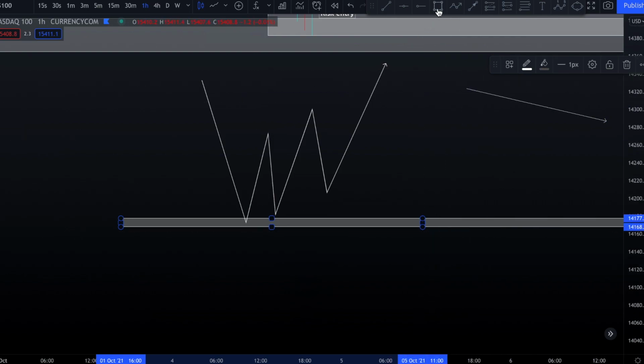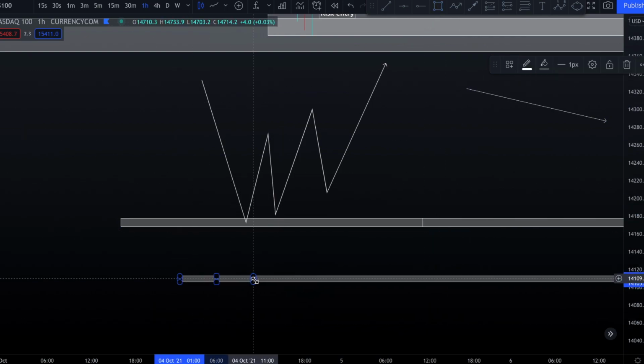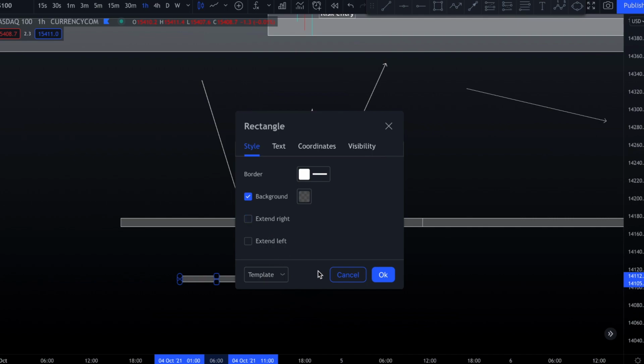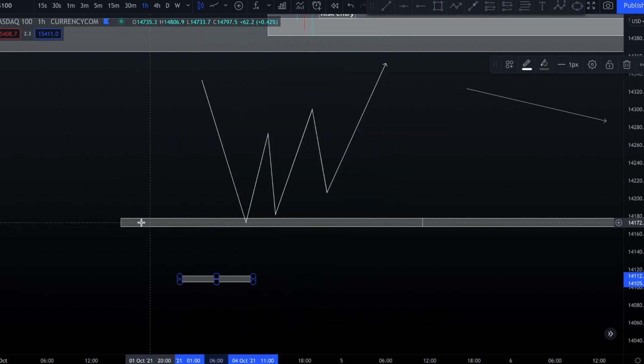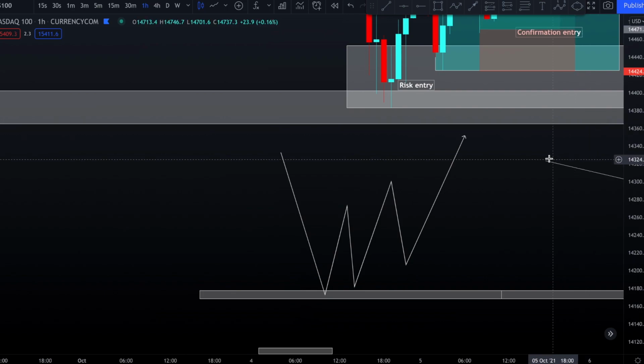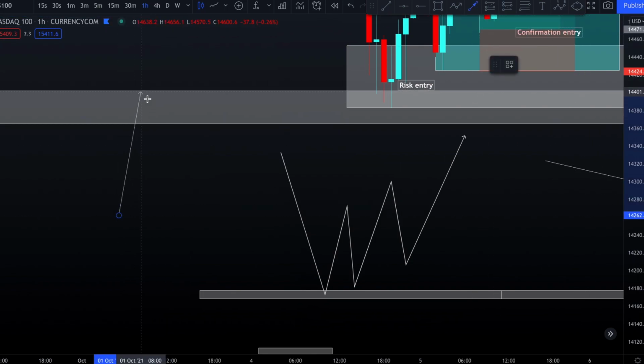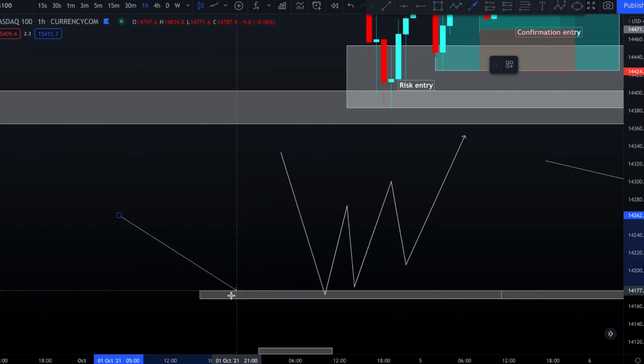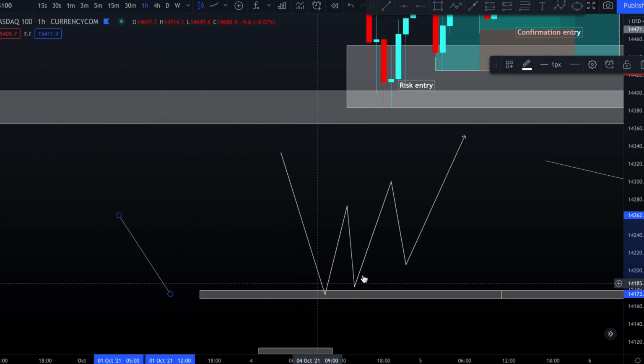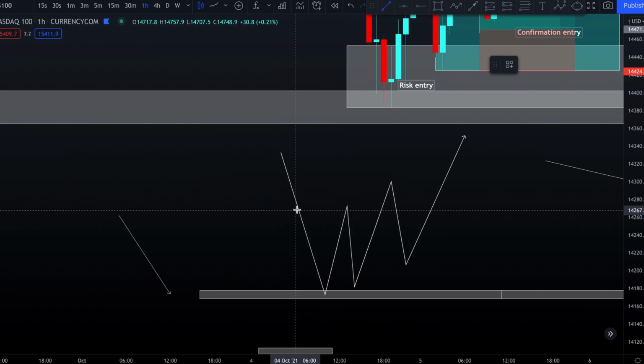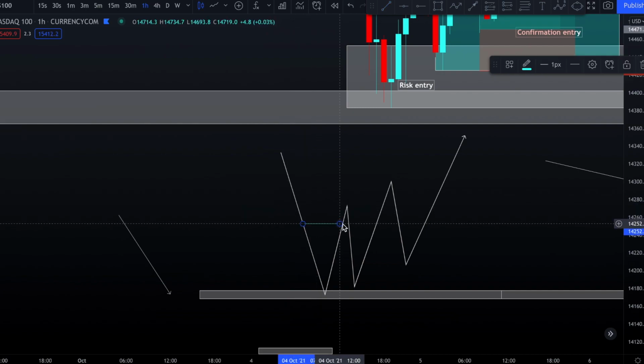Let me just pull the extend to the right off. Sweet. So we have our big order block, which is, let me grab this. This order block over here is this one over here. Okay, remember it was very, very far back. We have price tap into that area. We then have price go and break structure like this.